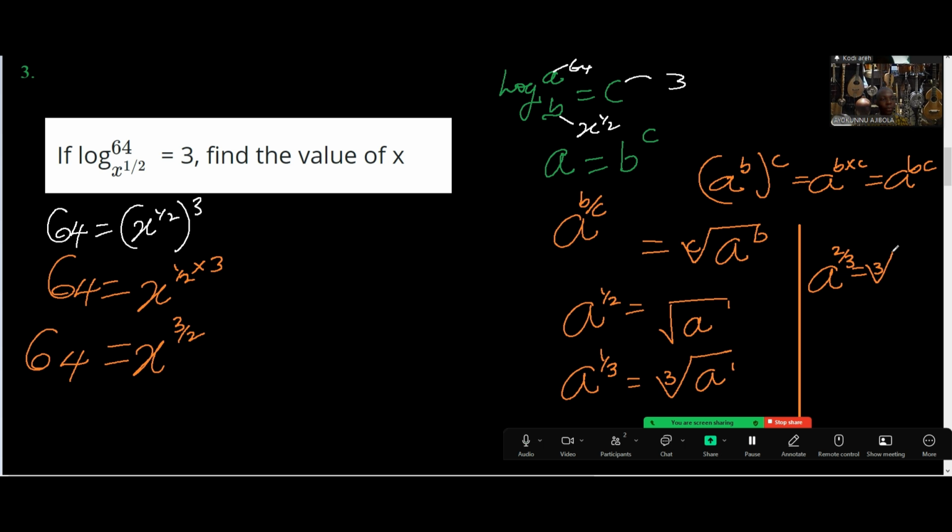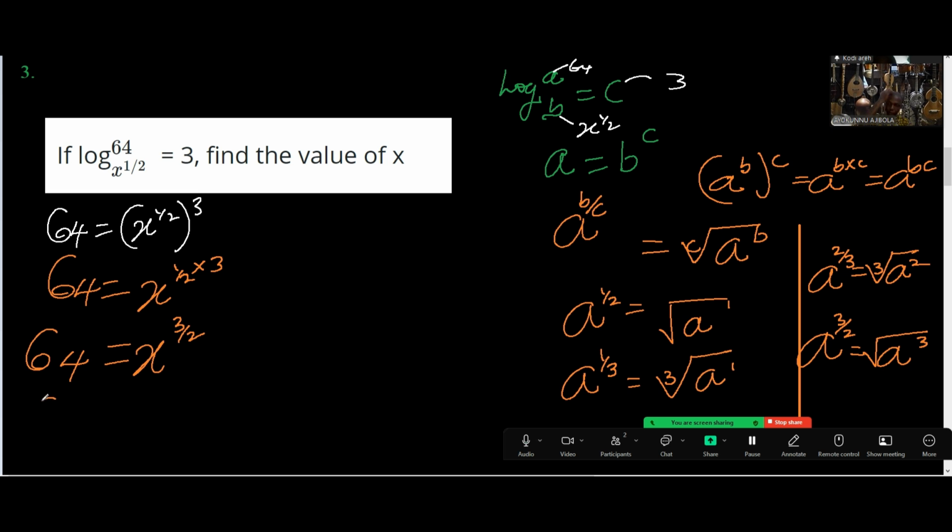That would still be cube root of a, but not raised to power 1 this time, but raised to power 2. What if I now have a raised to power 3 over 2? Will it still be cube root or square root? This will be square root because 2 is the one at the bottom of a, then raised power 3. So that is what we're going to do to x here.